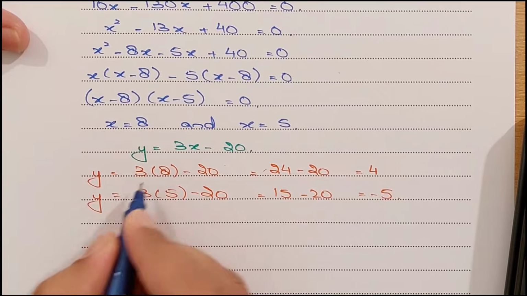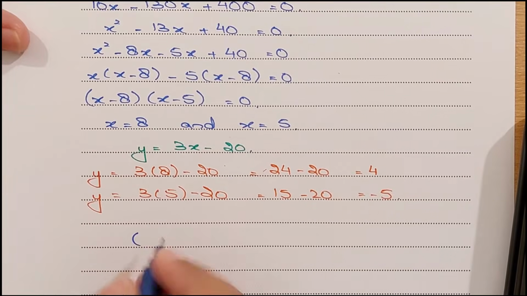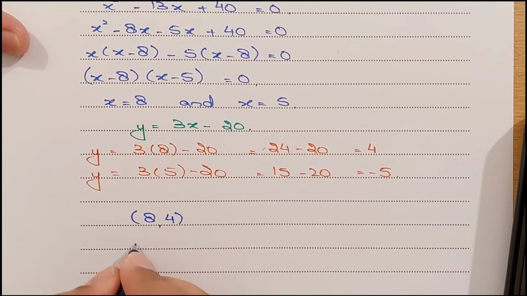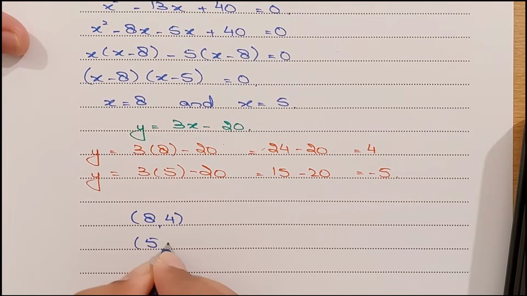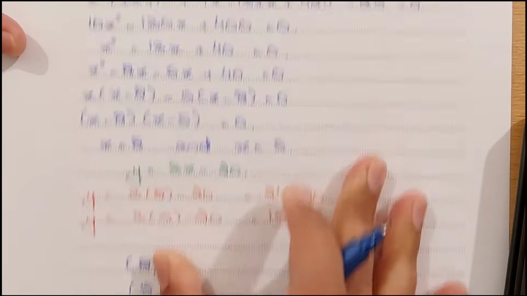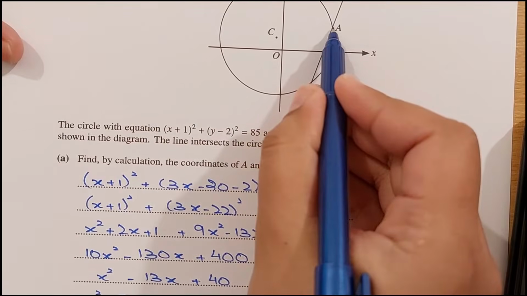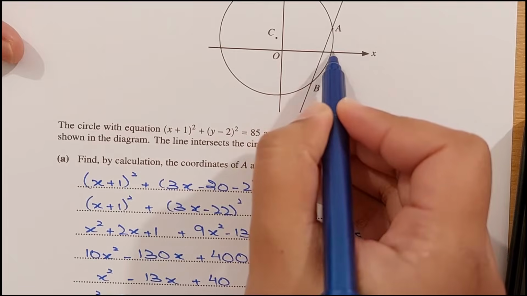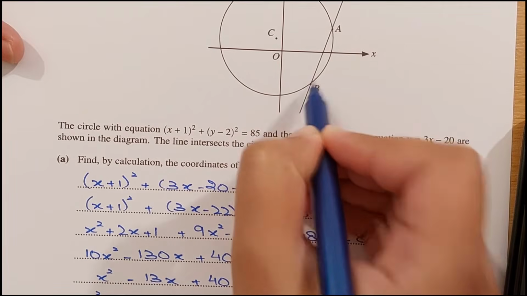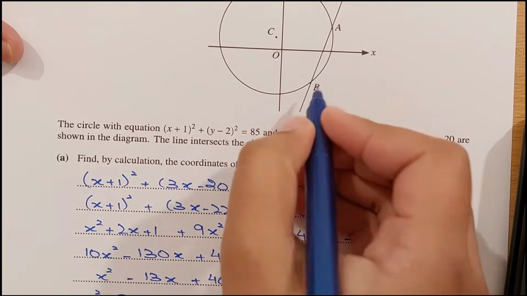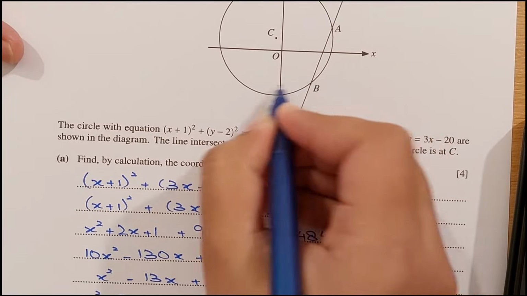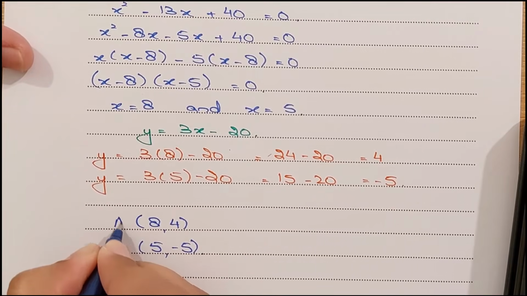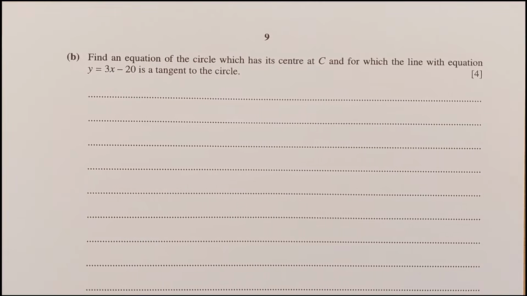Now let me write down the coordinates. So the first, when x is 8, y is 4, 8, 4. And the other is when x is 5, y is minus 5. So let me pick, so a is, x values are 8 and 5. So here the x is 8 and here the x value is 5, right? And the b values, y values negative, it is downward. So this is the coordinate for b and this is a coordinate for a, right?